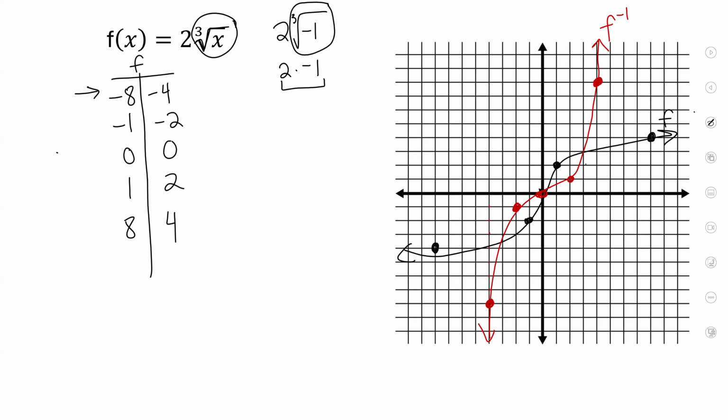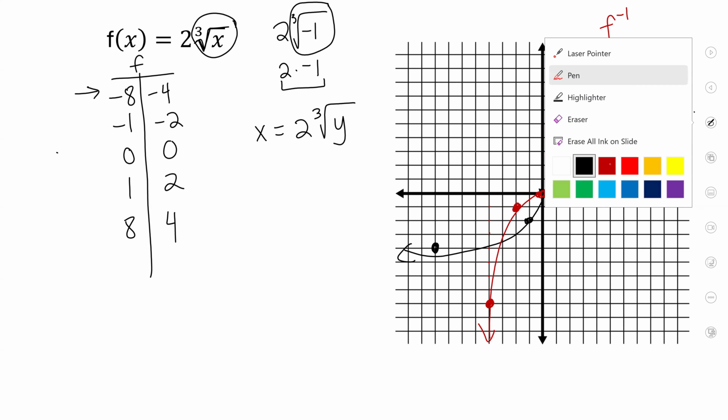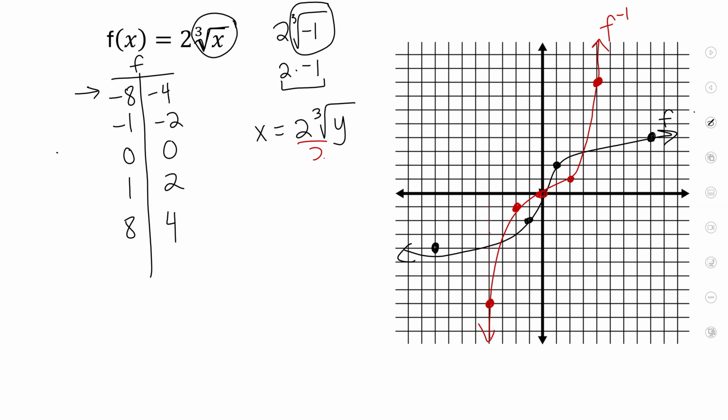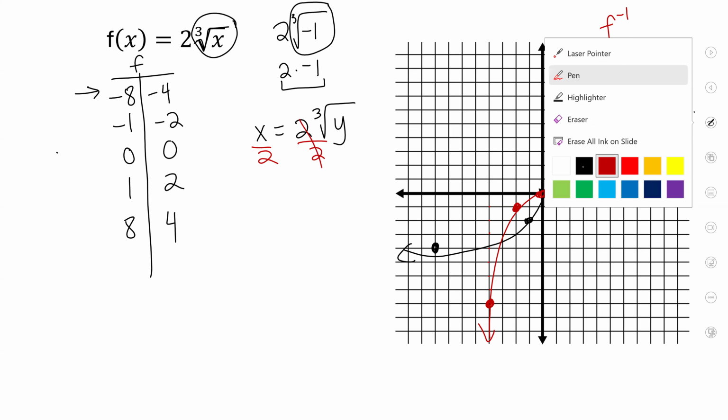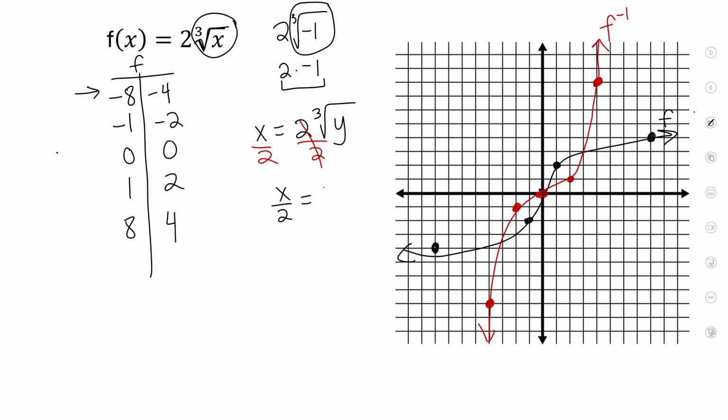Okay, you should have also found the inverse algebraically. So I'm going to switch x's and y's. Madison, what did you do first? Perfect, divided it by 2. So now I'm here. X divided by 2 equals the cubed root of y. Brianne, what'd you do next? Perfect. You cubed both sides. All right, next we're going to distribute this cubed in. So this is x cubed over 2 cubed, which is 8. Now, if you didn't do that, that's okay. If you just left it like this, that's fine.